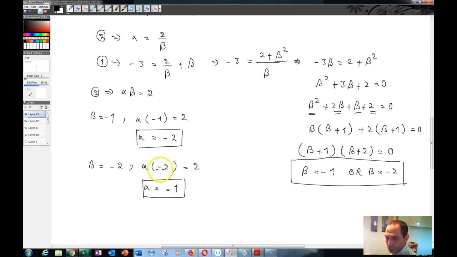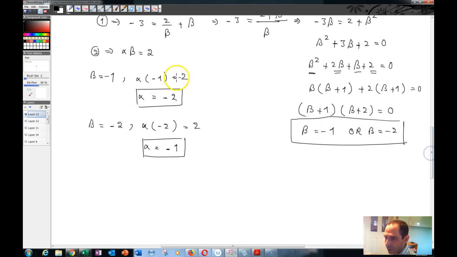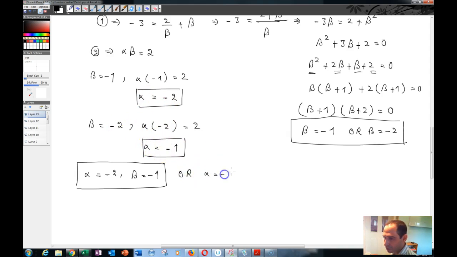Right? So this gives me basically two answers over here. Either alpha is equal to -2 and beta is equal to -1. This is basically one answer. Or basically the second case would be alpha is equal to -1 and beta is equal to -2. That's basically the other case over there.